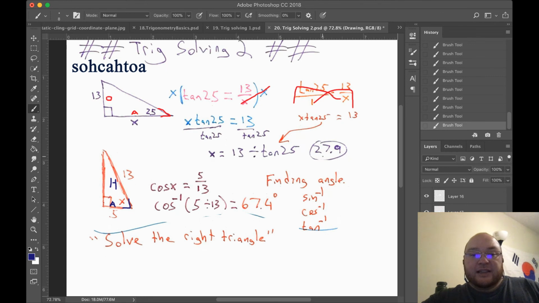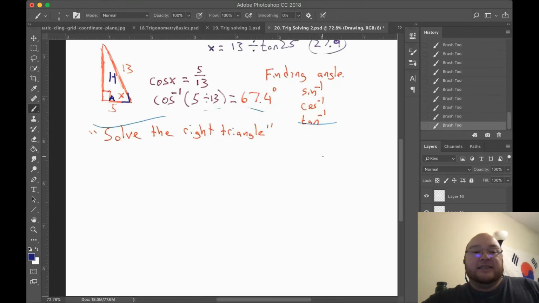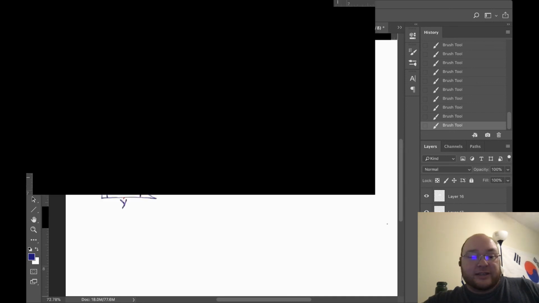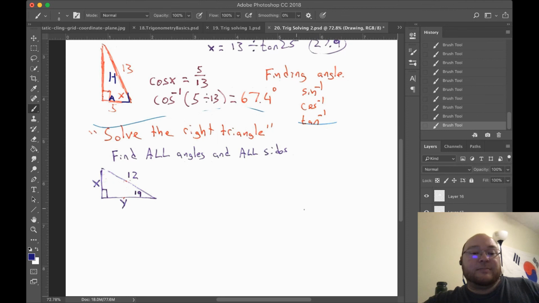Okay, the last part of this is I might ask you, and you might be asked in other classes too in the future, to solve the right triangle. What solving the right triangle means is I need to know every single angle and every single side. But really what you're doing is just a lot of trig. So in a question like this, they probably actually wouldn't even have given you that x and the y, to be honest.